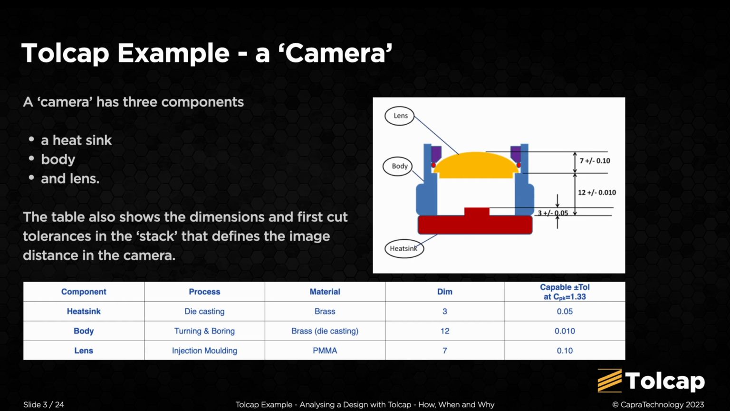The body, which is 12 mm long, plus or minus 0.01, just spaces the lens from the photodiode array. The lens is injection molded PMMA. The front part of the lens is 7 mm plus or minus 0.1 from the mounting shoulder of the body.